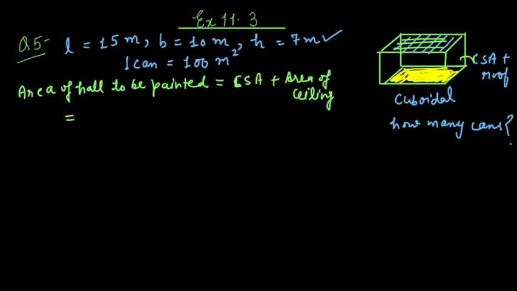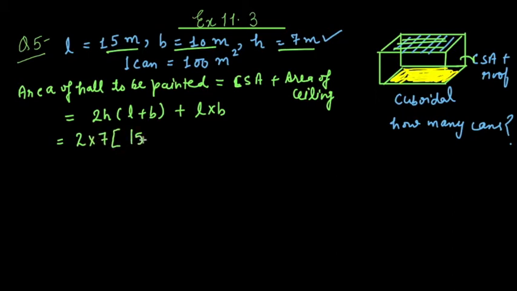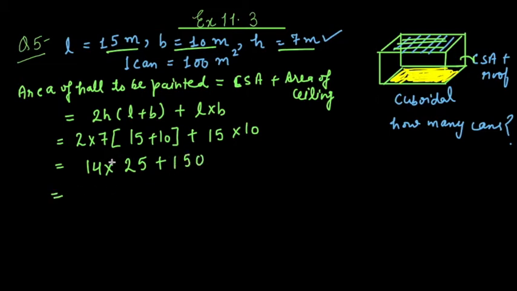So now LSA will be 2H(L plus B), and we know the area of the ceiling will be L into B. Length, breadth and height are all given, so let's place the values. 2 into H, which is 7, into L plus B, which is 15 plus 10, plus L into B, which is 15 into 10. No conversions are required because everything is given in meters. So it becomes 2 sevens are 14 into 15 plus 10, which is 25, plus 15 into 10, which is 150.